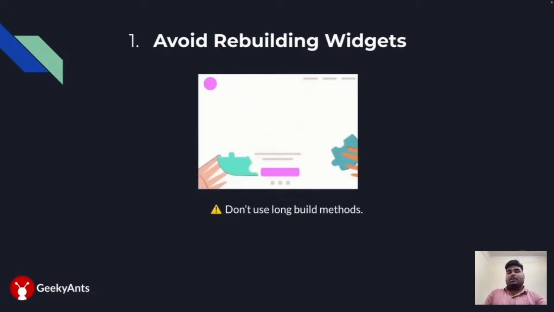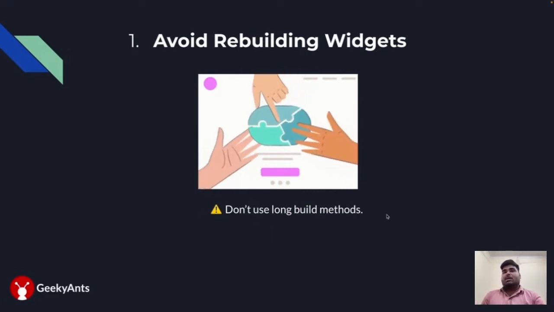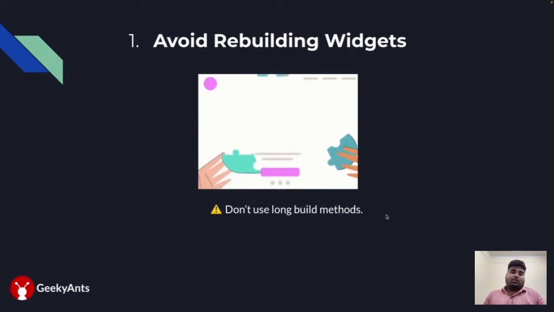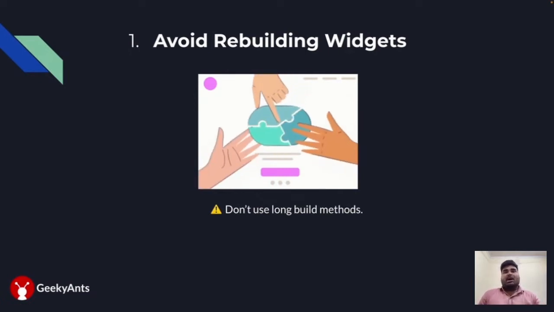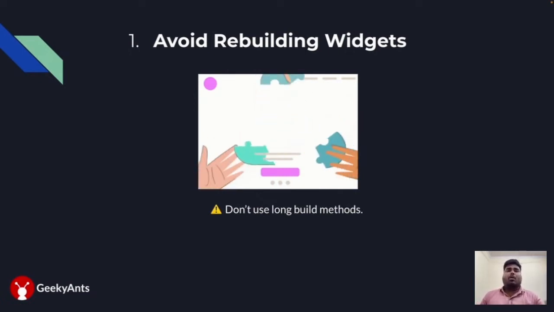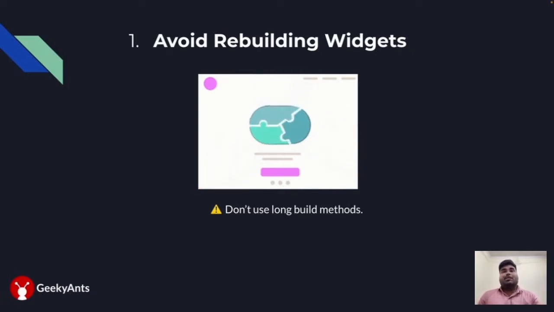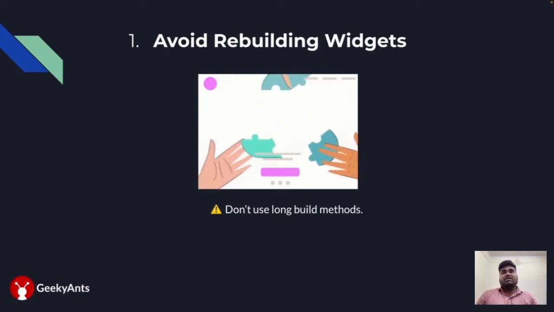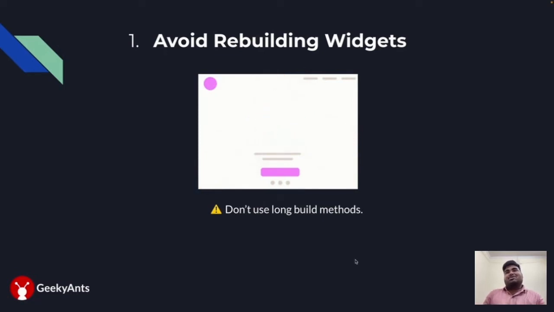Avoid rebuilding widgets. What does it mean? So I have stated a warning here: don't use long build methods. So why don't we use long build methods? What's the reason? First of all, readability. It's hard to read long files and stuff like that. Second of all, performance, and we will get into that in a few slides. And the third one is my personal opinion: it doesn't look good.